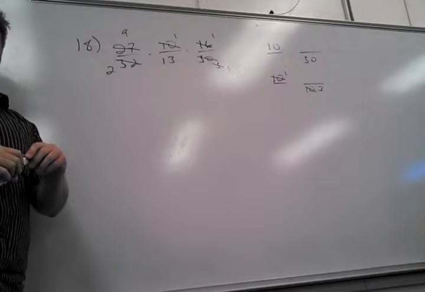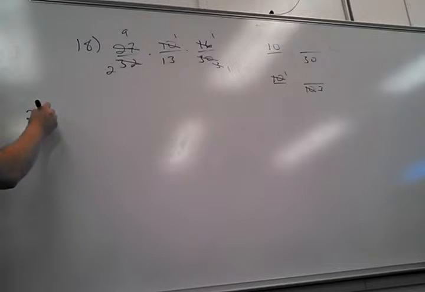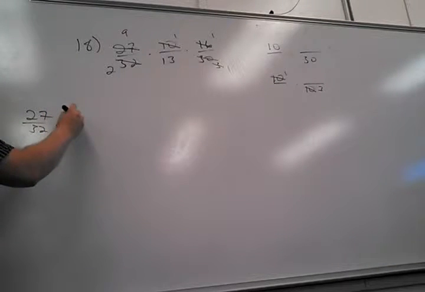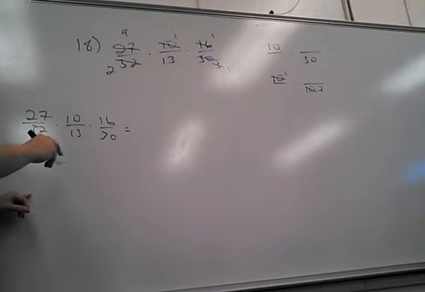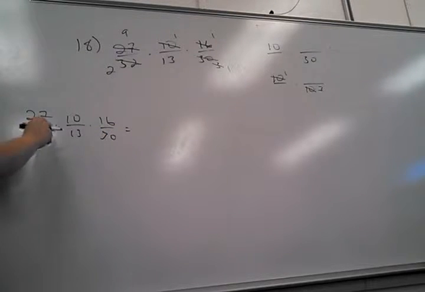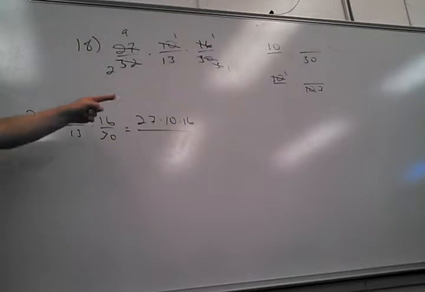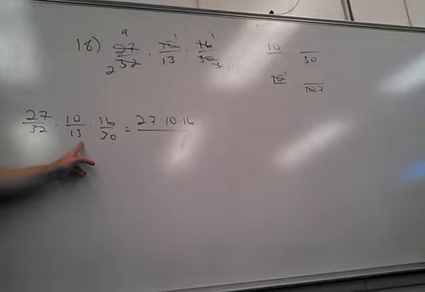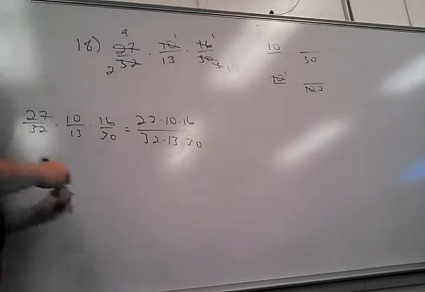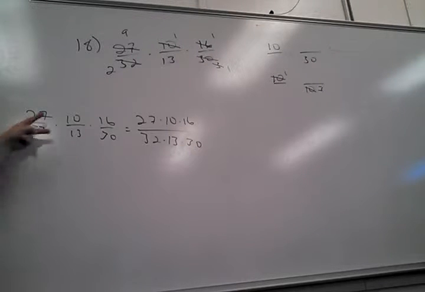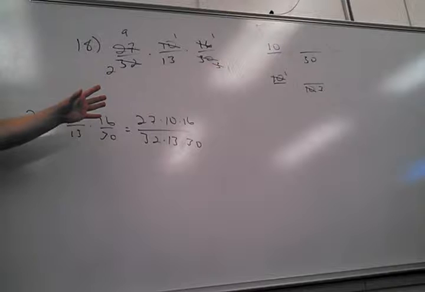If I were to multiply this out, let's say I don't have a calculator right now, but if I were to multiply this out, I'd say, okay, it's 27 times 10 times 16. Is that cool? 27 times 10 times 16 over 32 times 13 times 30. When you multiply fractions, you just multiply straight across. How we know so far? Yes, sir. You times every number, like 32 times 13 times 30. Definitely, because this is all multiplication, right?